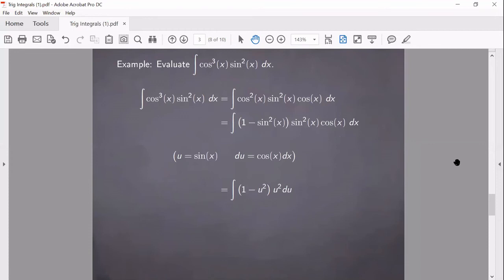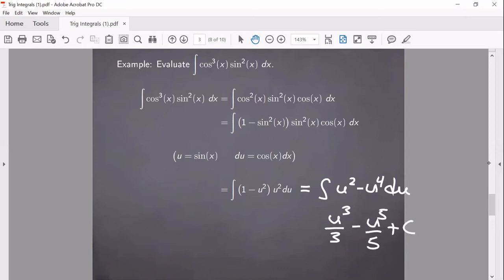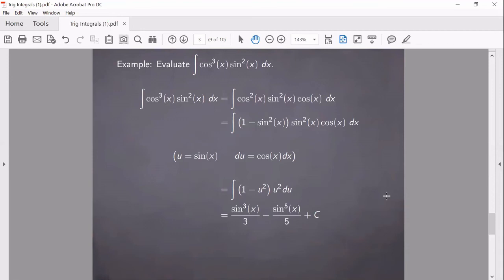Now this is a simple integral to evaluate. I can distribute my u squared. So this integral will be the integral of u squared minus u to the 4th du, and then u squared goes to u cubed over 3. And then I have minus u to the 5th over 5 plus c. And then don't forget our u-substitution, u equals sine of x. So in the end, I'll get sine cubed of x over 3 minus sine to the 5th over 5 plus c.